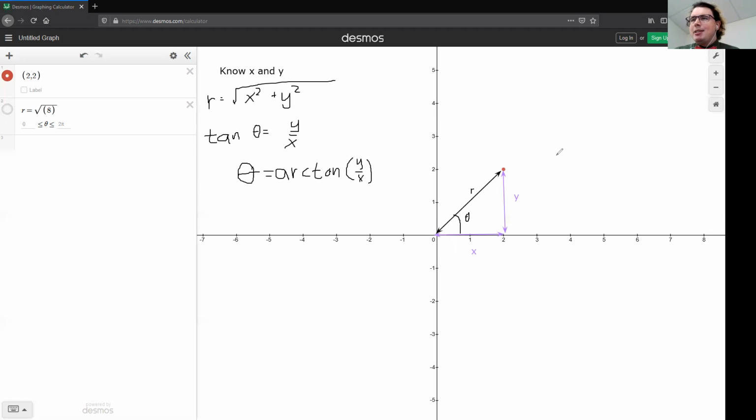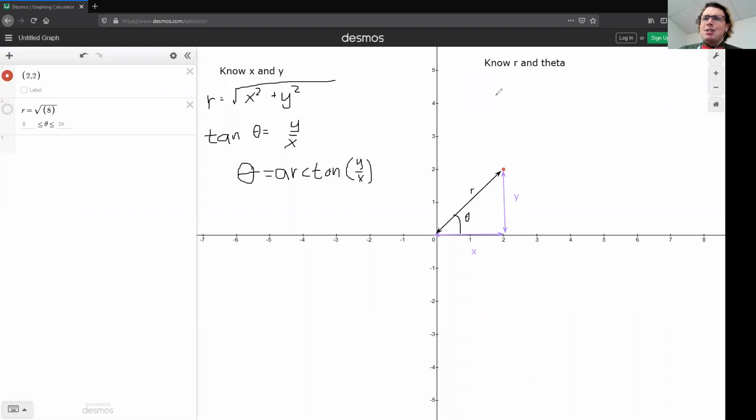Same point here in red can have lots of different r's and thetas that tell us where to find that point. Now, what about the other way? How about I know r and theta? How do I get back to my x and y?